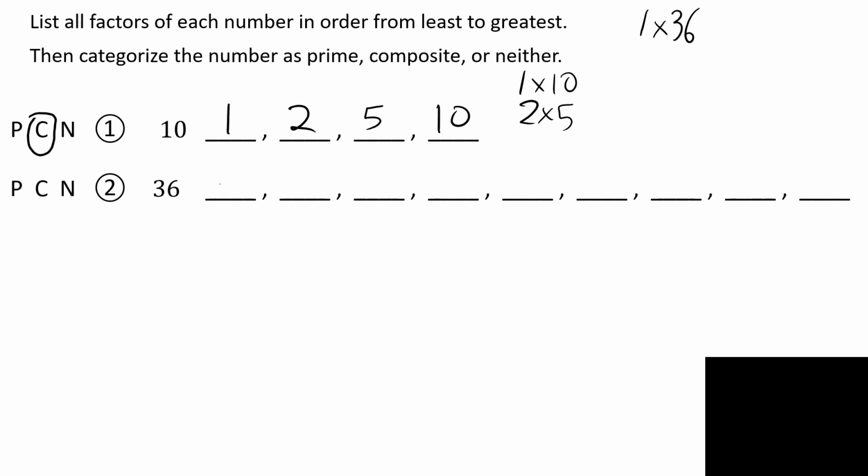Now, question number 2. Please copy down 36. Let's see if I can keep things under control here so we don't have the slide jump on us like that again. For 36, well, let's start with 1 times 36. I can place the 1. That's the least of all the factors. Place the 36 as the greatest. Now I'm going to go in order. I'm going to try 2. I'm going to try to figure out if 2 divides into 36. And it does. It happens to be 18.